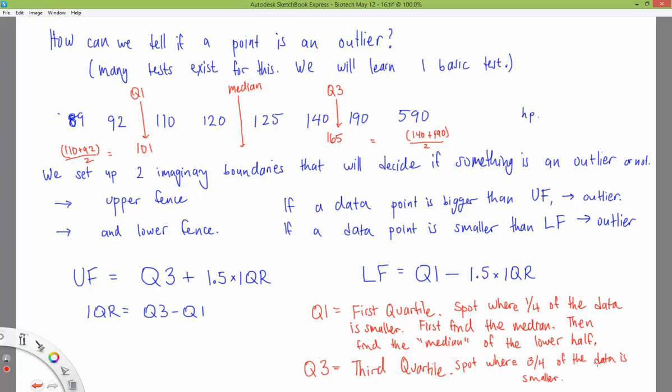First quartile is where 1/4 is smaller. So it's where the first quarter of the data is smaller, third quartile is where the first 3/4 are smaller, the third quarter, 3/4, okay? What do you think the second quartile would be then? The second quartile is exactly the median. That's exactly right. But we just call it the median, so no one calls it Q2.